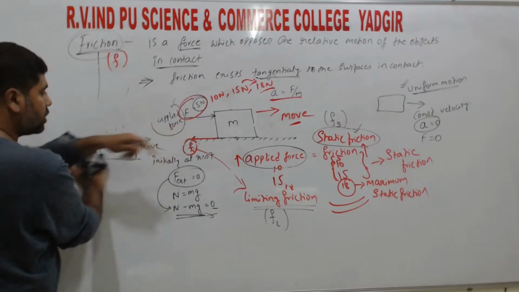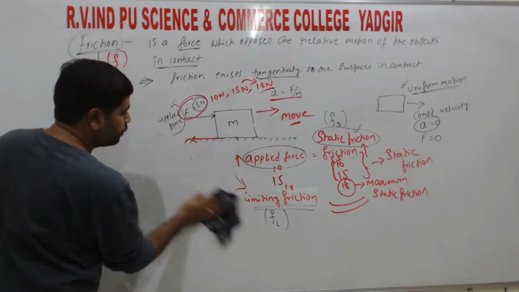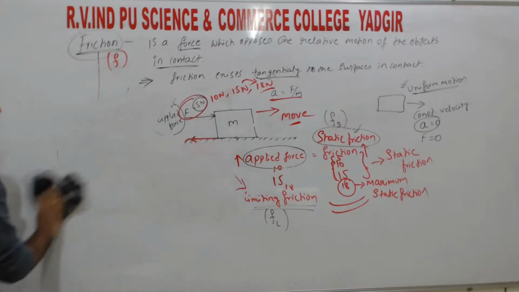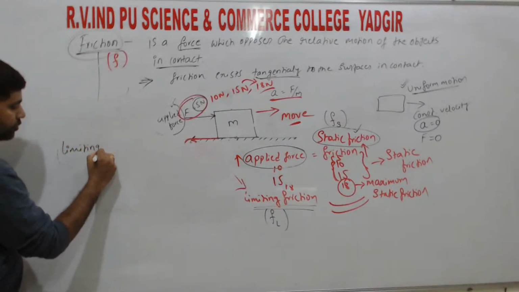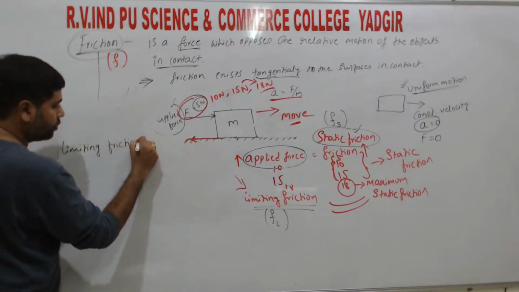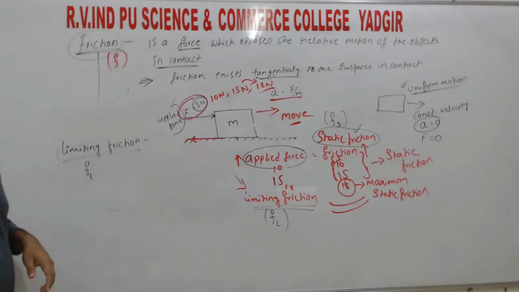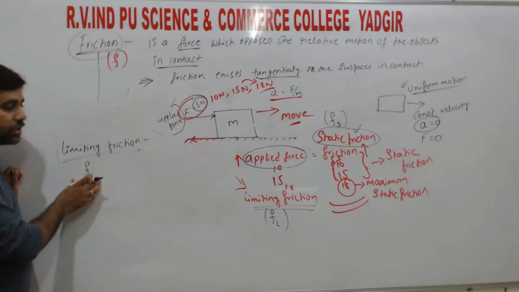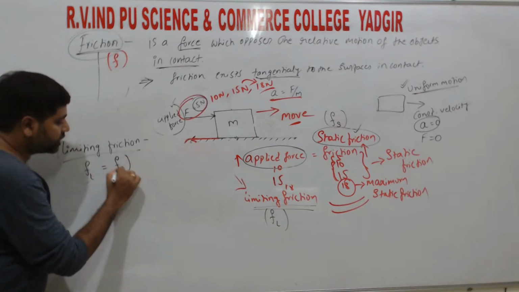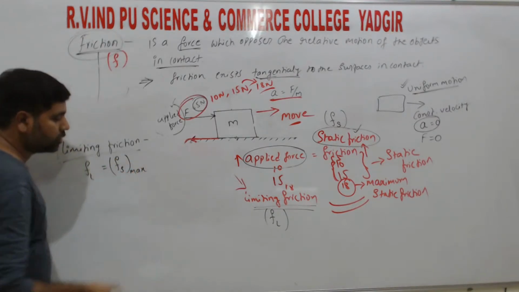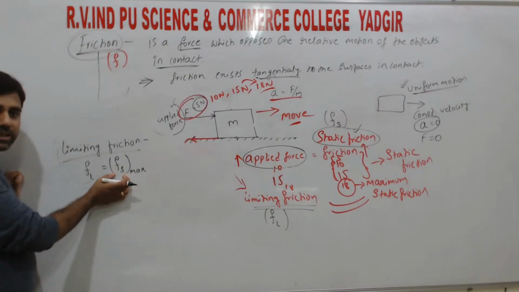So with the force we apply here, it starts to move, right? So that we call limiting friction. Limiting friction is denoted by FL, and we say limiting friction is equal to the maximum static friction. So we can also write this: limiting friction is equal to the maximum of the static friction, right?